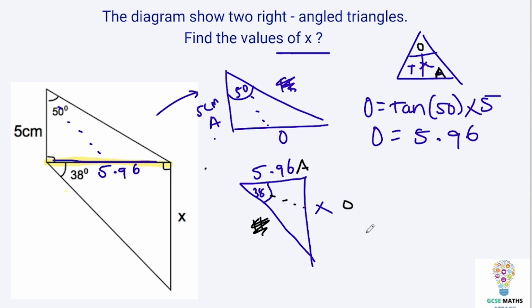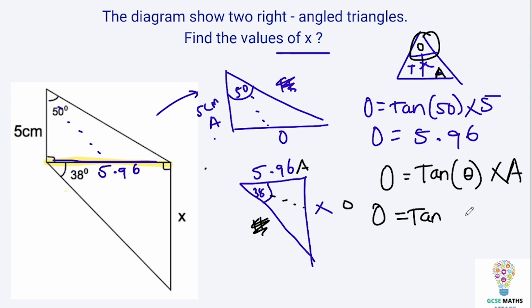So we're using O and A. Okay guys, so this time I need opposite again. So to work out opposite equals tan theta times adjacent. Okay, so opposite equals tan, so what's my angle? 38 times 5.96. Now if you place that in your calculator, you should get the answer of 4.656. Okay, well done if you've got that question correct. If not, please rewind and check where you went wrong.